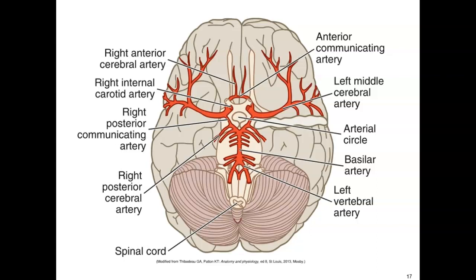And the major branch of the basilar artery is called the circle of Willis. And the circle of Willis joins the basilar and the internal carotid together. So this is the major brain circulation, right? Venous blood drains through the sinuses, which then drain into the two jugular veins to leave the brain.